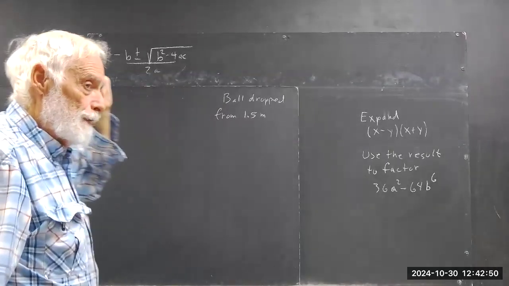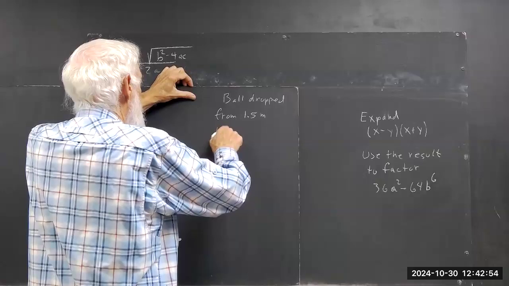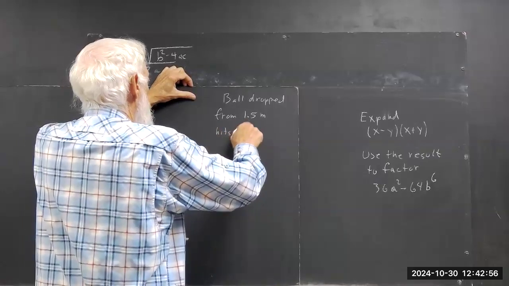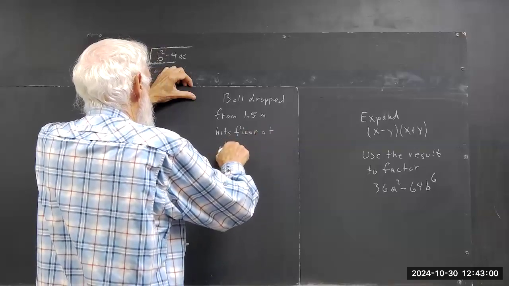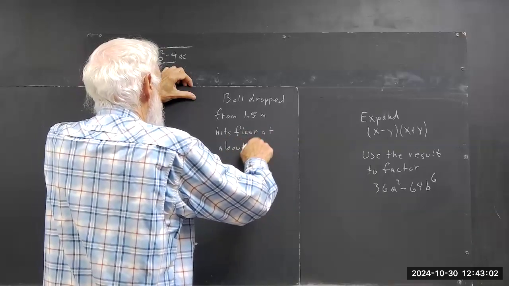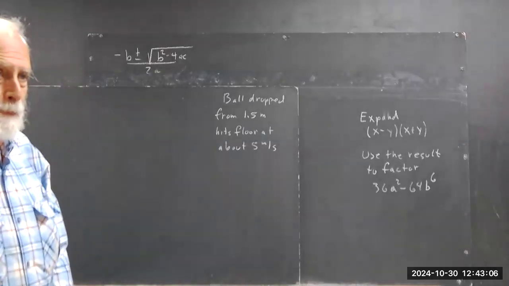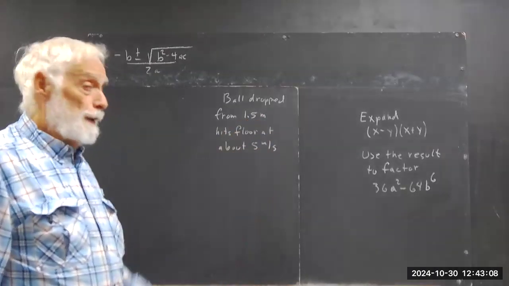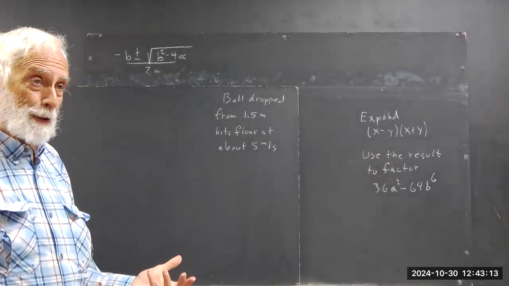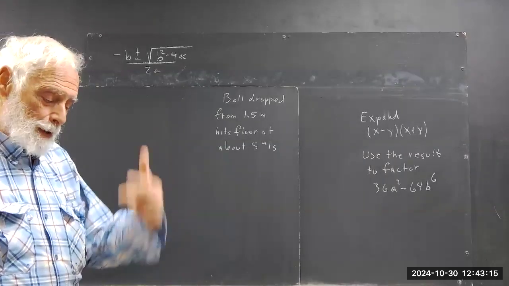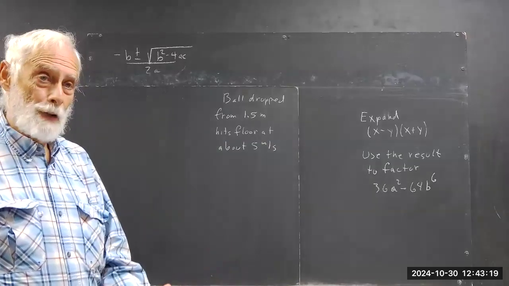Ball dropped from 1.5 meters. It's floored about 5 meters per second. Now, you know the work that gravity did on it is mg times 1.5 meters, right? And its kinetic energy when it hits then is going to be equal to that.